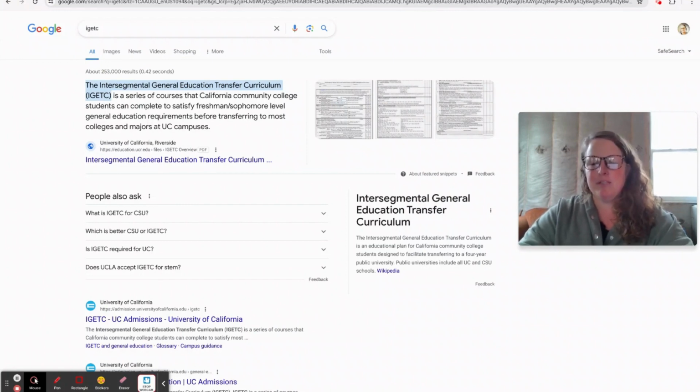Okay, I'm going to continue our conversation about community colleges and really get into the details about how it works and what your goals are and how to get there.